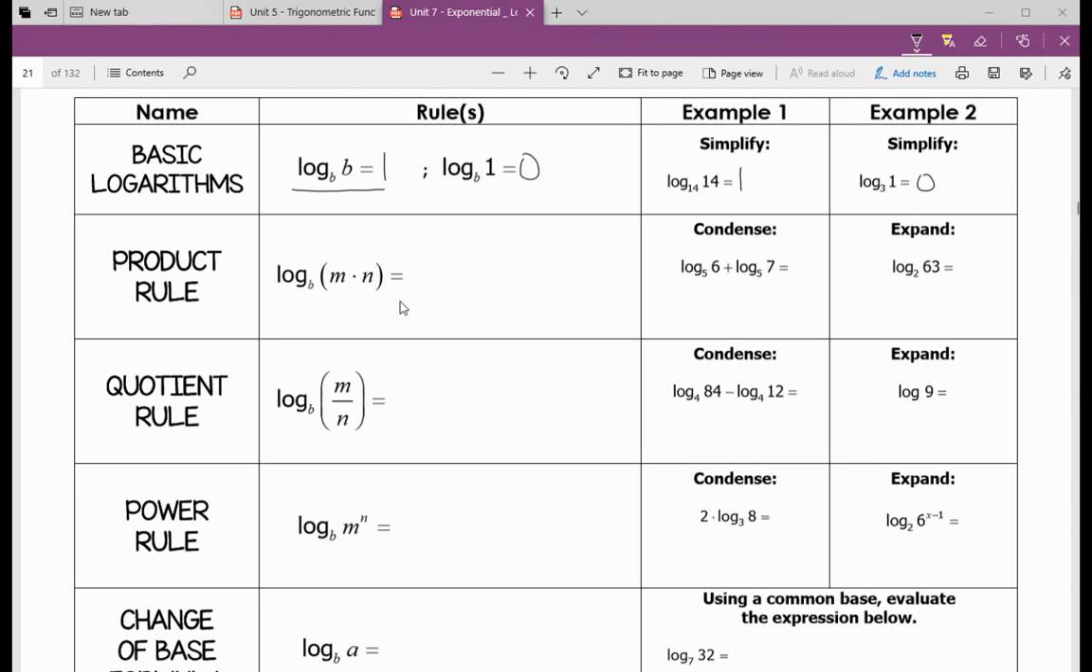Now we just did these, so the product rule, log base b of m times n, is equal to log base b of m plus log base b of n. They have a couple of examples, so we'll go through those. When you have a log base 5 plus a log base 5, you multiply these two numbers together. So that ends up being log base 5 of 42.